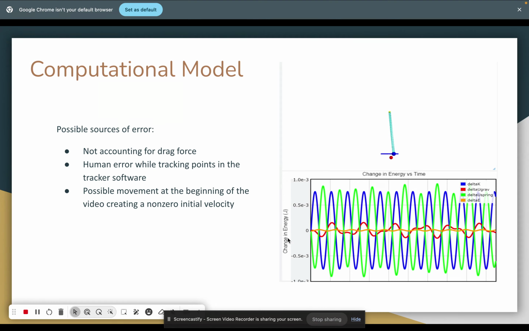Possible sources of error in this experiment were that drag force from outside forces was not accounted for, which could have changed the results. Human error could have occurred while using the tracker software, and it's possible that the spring was moving some at the beginning of the video, and the initial velocity could have been something other than 0, which was not accounted for.